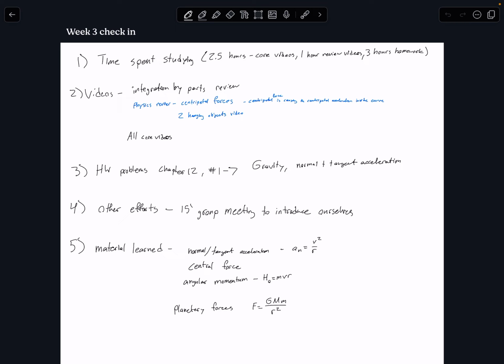Then I went back, went over integration by parts, did some review there, and then actually did the problems. Then I would watch through, make sure everything was good. And then did a bit of physics review with centripetal forces, or the two hanging objects videos, since we had done those as part of some of the examples. So, centripetal force being the force causing the acceleration inside the curve.